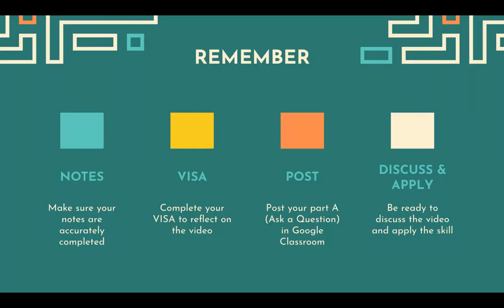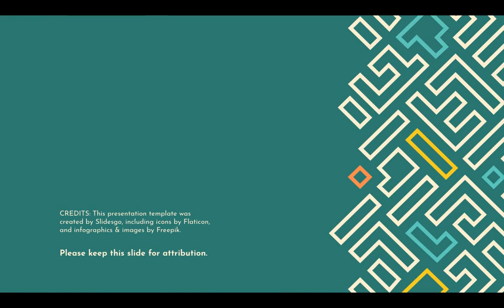So make sure your notes are accurately completed, that you've completed your visa to help you reflect on the video, that you post your part A, which is to ask a question in Google Classroom or wherever else your teacher has asked you to do so, and that you are ready to discuss the video and apply the skill. And like I said, remember, when we apply the skill, it has to go beyond just identifying it, but thinking about how it impacts the comprehension and why the author made the choice to organize it in that certain way. So once you have all of that done, you're ready to go.